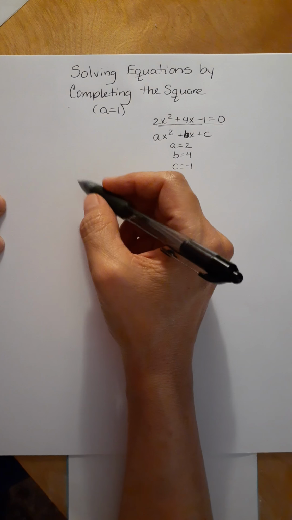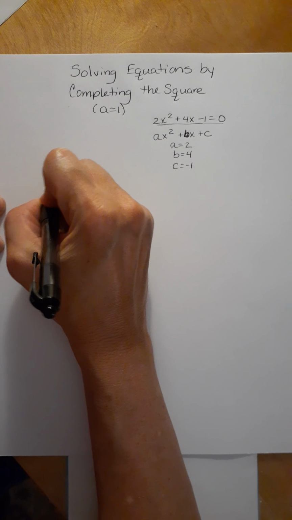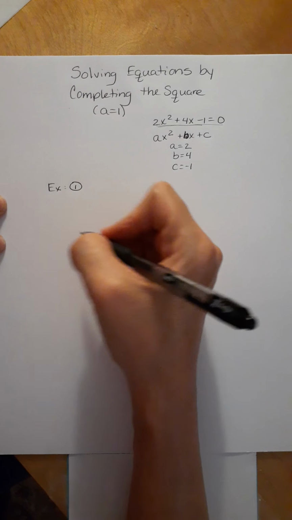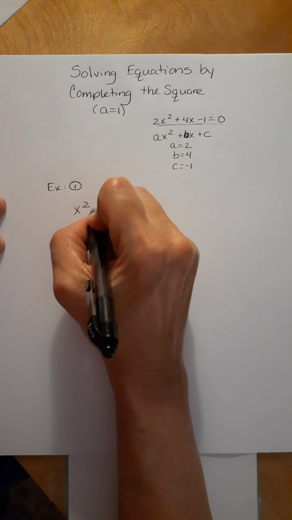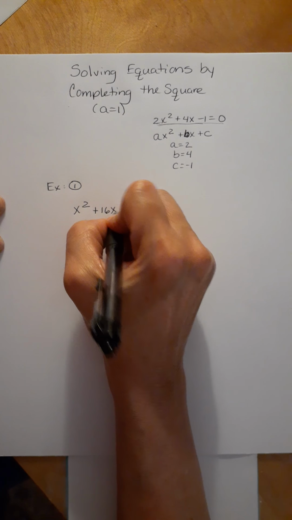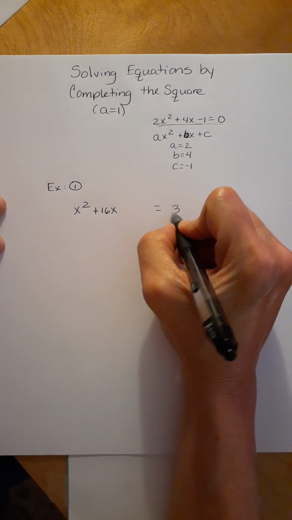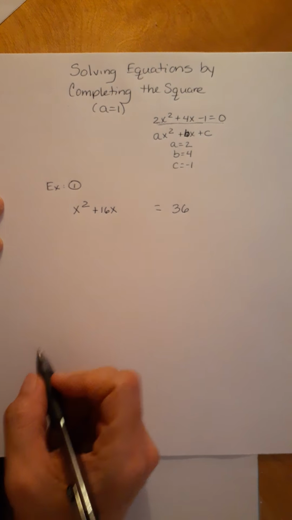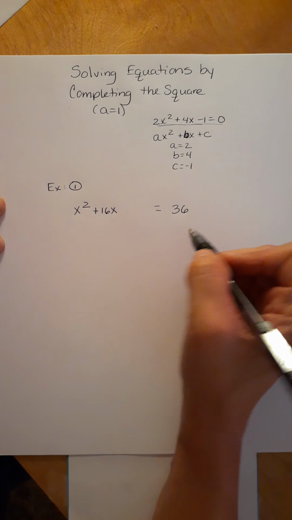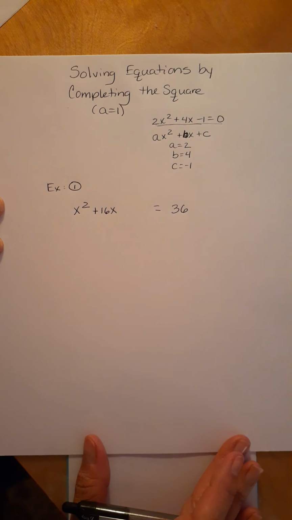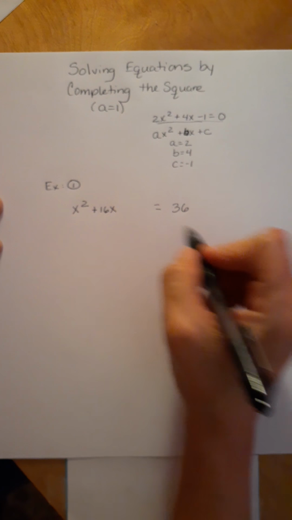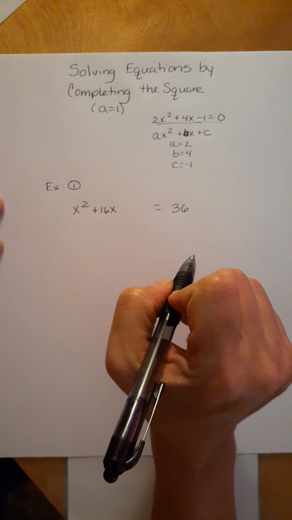So let's take a look at this example. Example number 1: x squared plus 16x equals 36. I put a little space here because this is going to be by completing the square, so it'll make it a little easier. But usually you won't see that space.